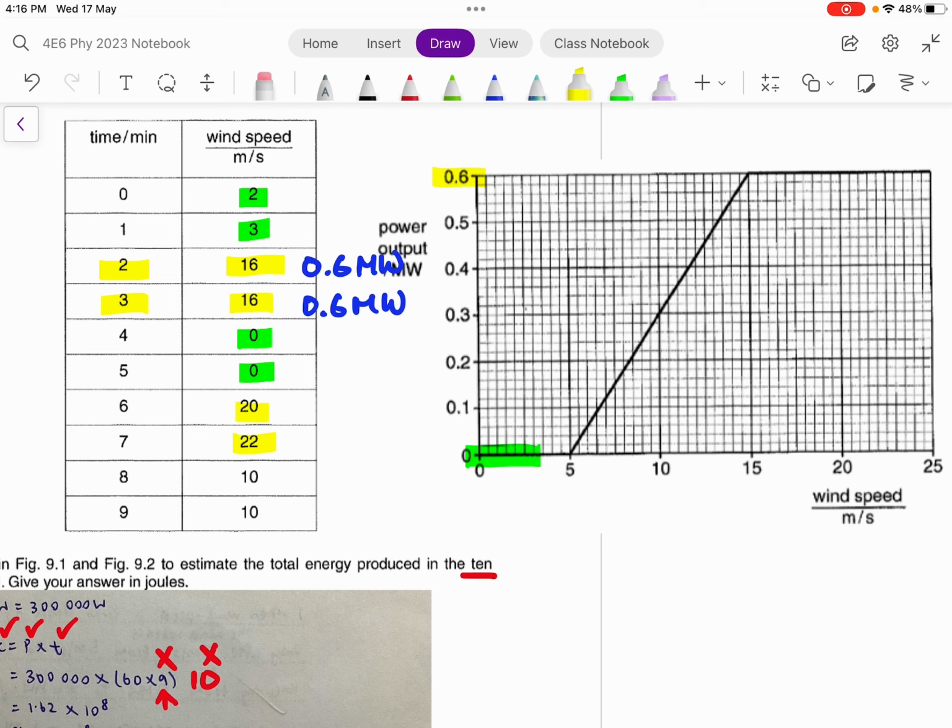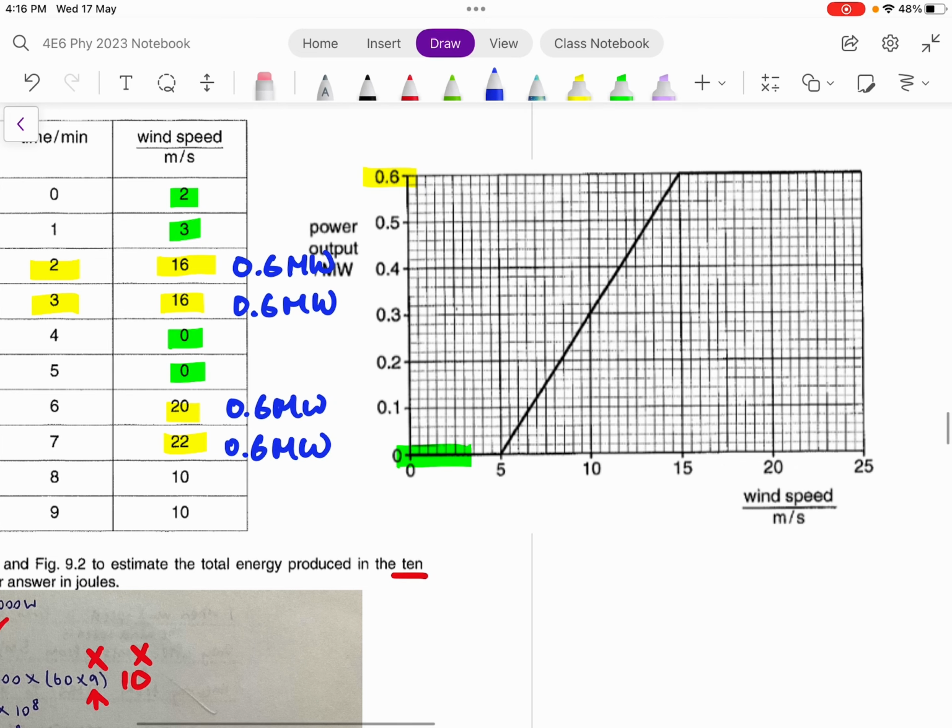Then at here, you are going to get some power output. Here, you are only getting some power output. Then after that, at a wind speed of 10, you are going to get 0.3. So here you are also going to get certain power output. So how many minutes is your wind turbine able to give you a power output? Is it the full 10 minutes? No, right? The wind turbine can only give you a power output for a duration of 6 minutes.